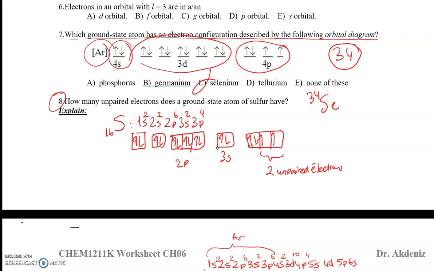If you have unpaired electrons on an atom, it's called paramagnetic. If you don't have any unpaired electrons, like noble gases, it's going to be diamagnetic. Diamagnetic: no unpaired electrons.